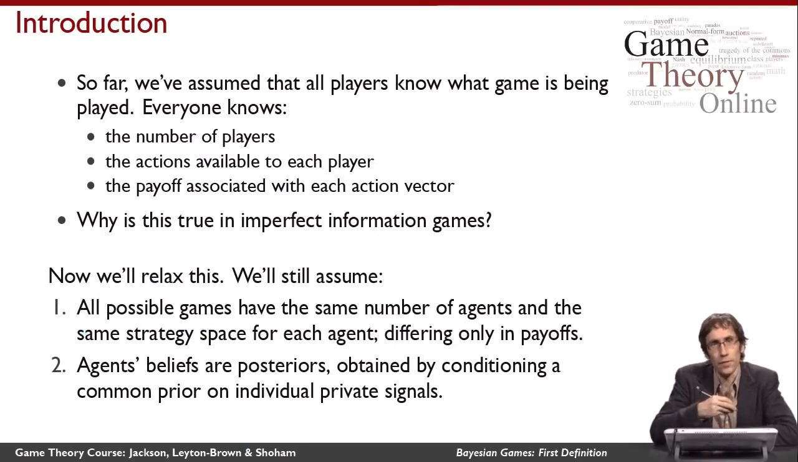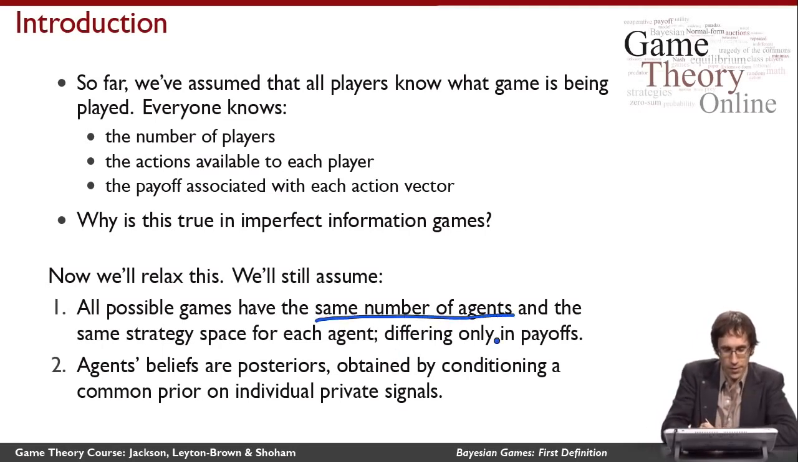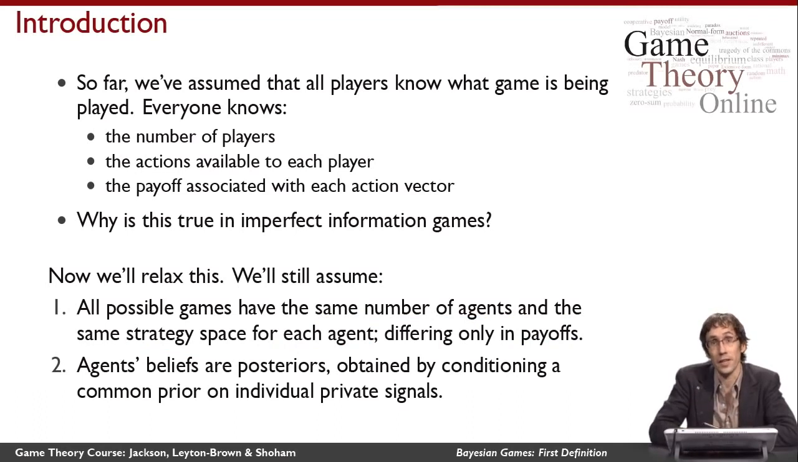And among all of these possible games that the players will reason about, they're all going to be games that have the same number of agents and the same strategy space for each agent. So how they're going to be different is just in the utility functions. And that's important because it's just difficult to model a situation where you're not quite sure what strategy space you have. It wouldn't be clear how to act.